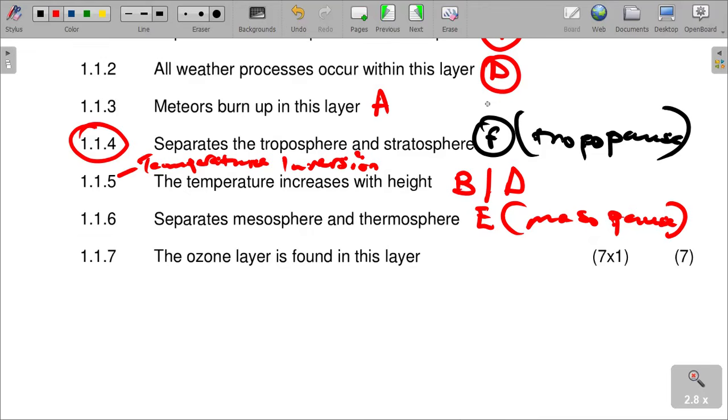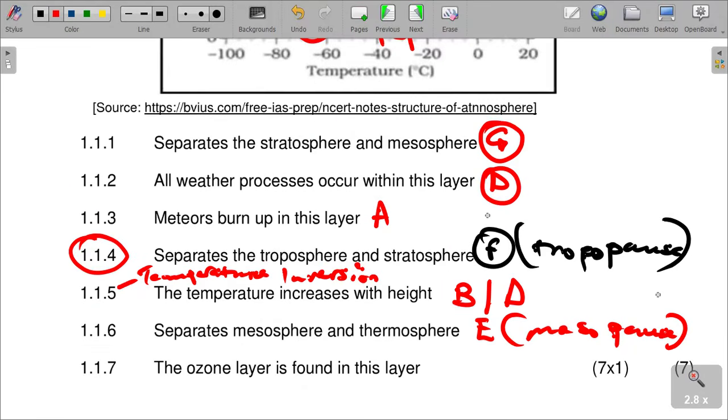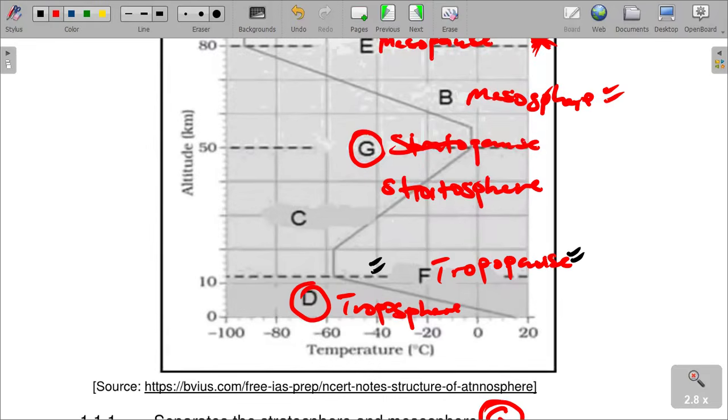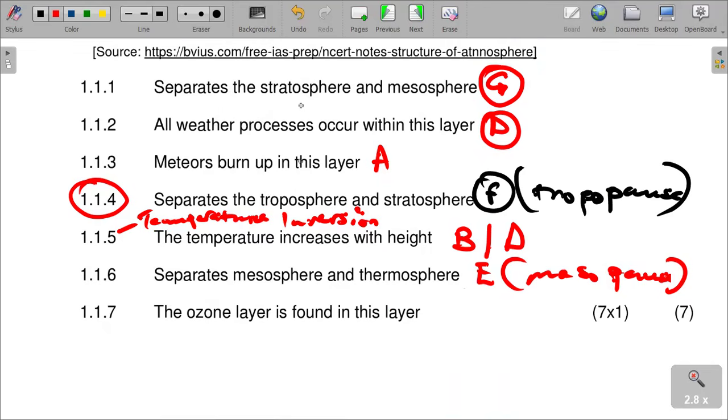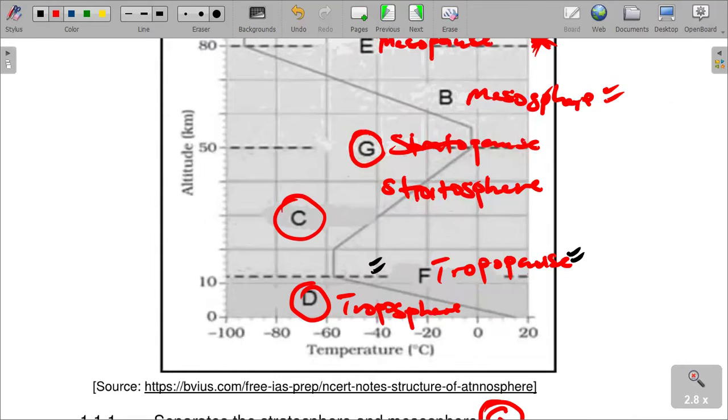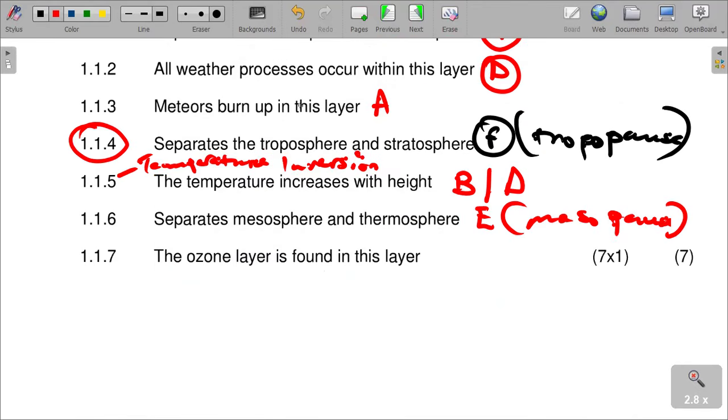And then the ozone layer is found in this layer. We remember that the ozone layer is a thin layer that protects the earth from overheating. So where do we find the ozone layer? It is found in C, which is the stratosphere.